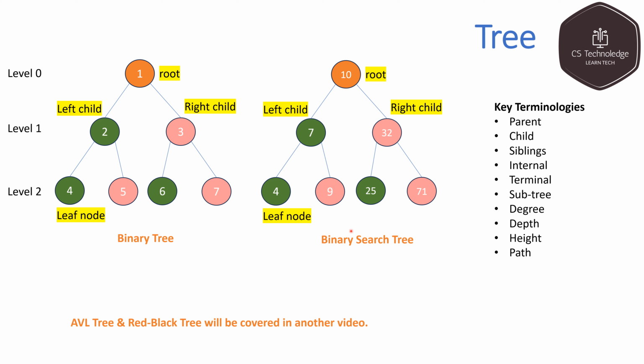Okay. Then what is a binary search tree? If you notice each node here in the binary search tree, the left child or the left set of nodes always has a smaller value than the root node, and the nodes on the right side will have a greater value than the root node. What it means is, the value 10 is greater than 7 but lesser than 32, the value 7 is greater than 4 but lesser than 9, the value 32 is greater than 25 but lesser than 71. So these are very important aspects of the binary search tree.